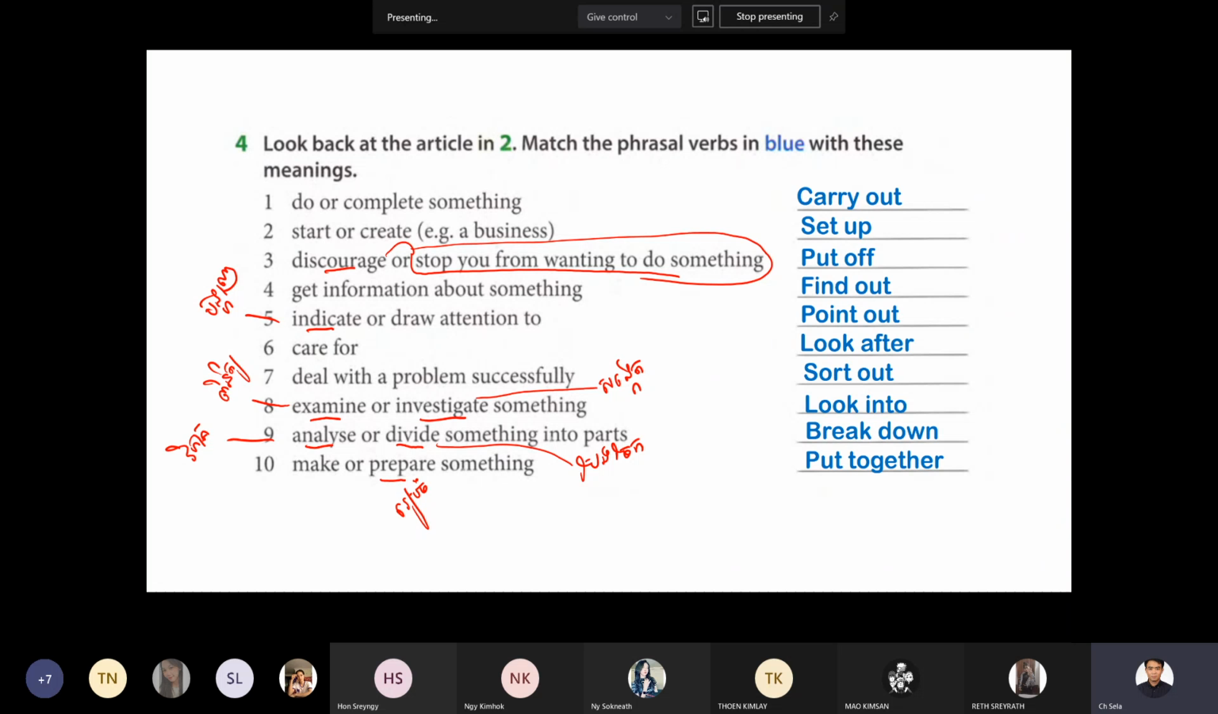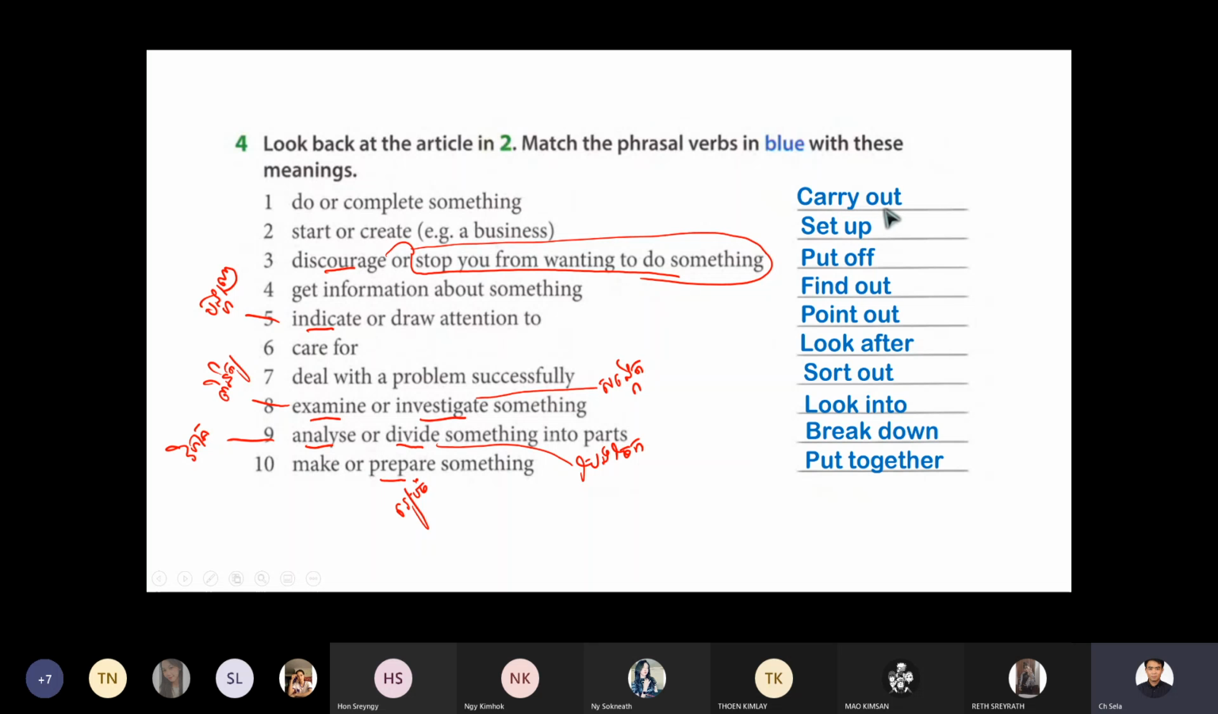I will send this one to your Telegram group as well, in case you are super lazy and you don't copy anything. So you can check again on our Telegram. You have the answer for you, right?